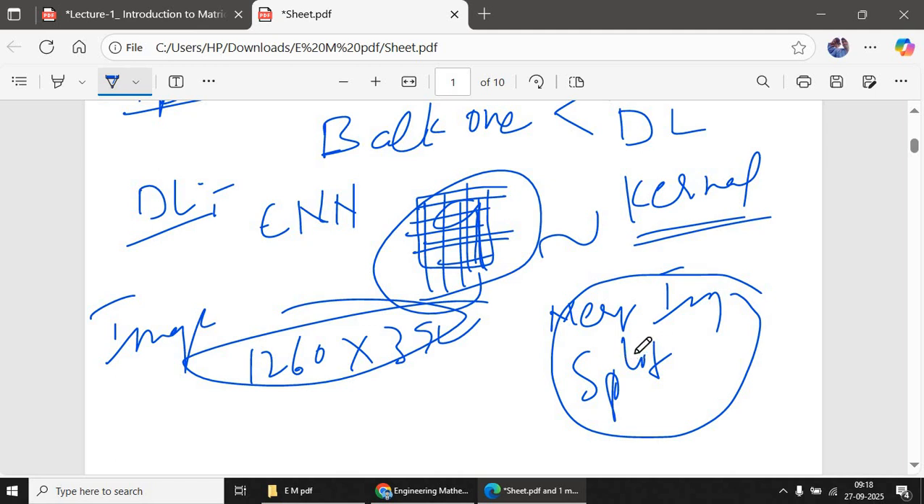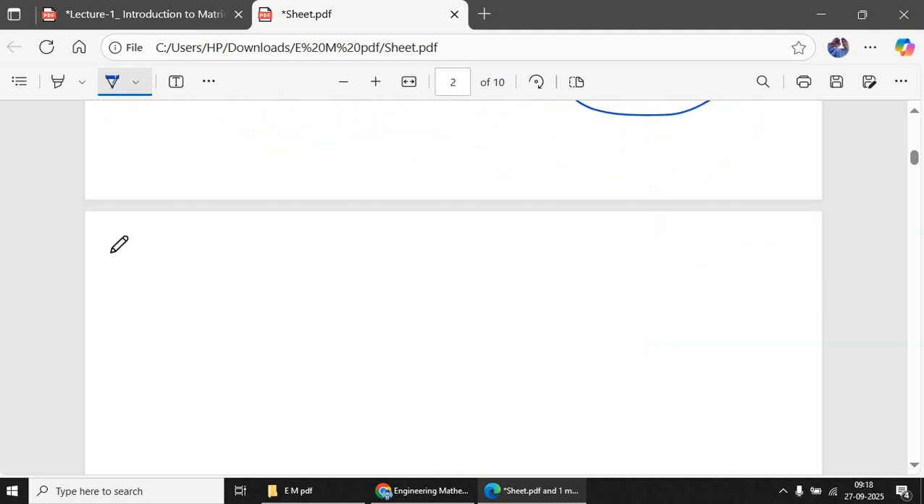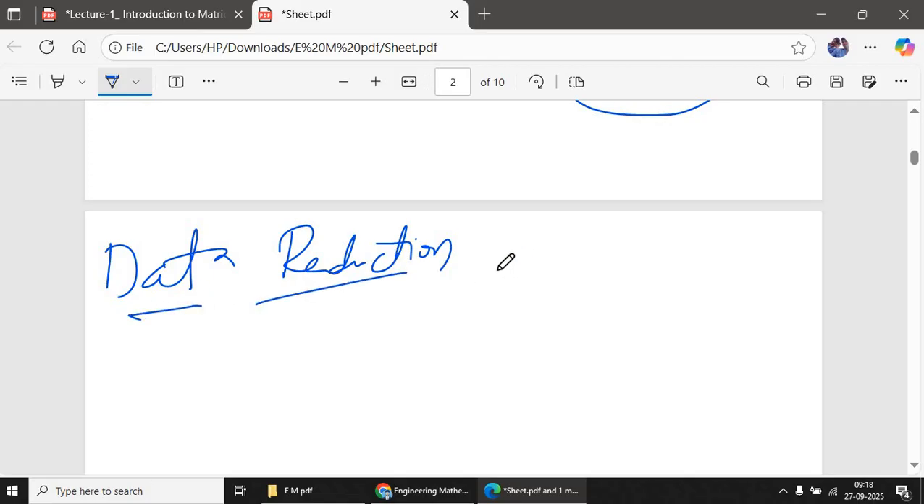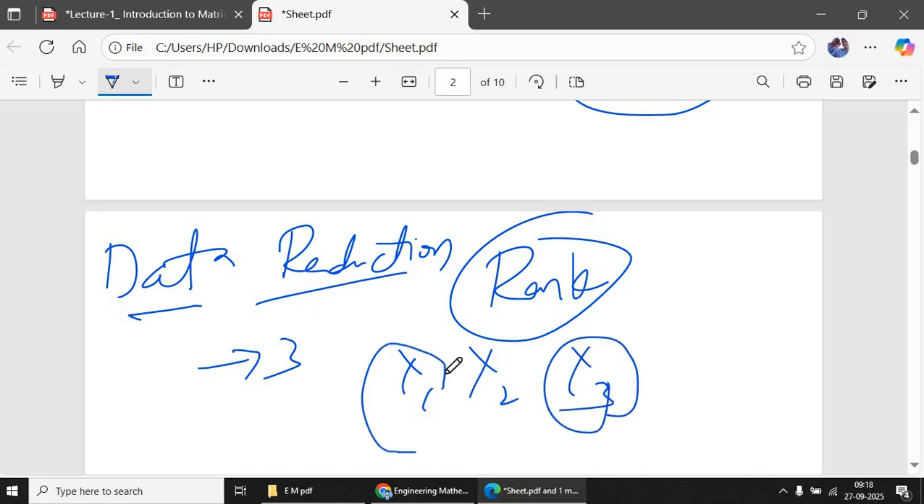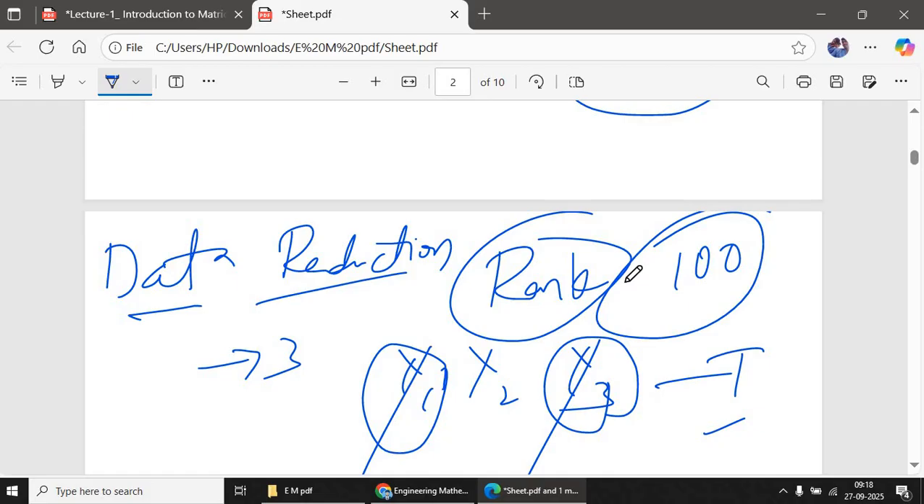Similarly, consider data reduction techniques. For example, you have a huge amount of data and you want to remove unnecessary columns. In that case, you can use the rank concept. Say I have taken three variables, x1, x2, x3. If x3 is dependent on x1, I can remove either x1 or x3, so it will reduce the dimension. With only 3 columns it is of no use, but if you have 100 columns, you can use the rank concept.